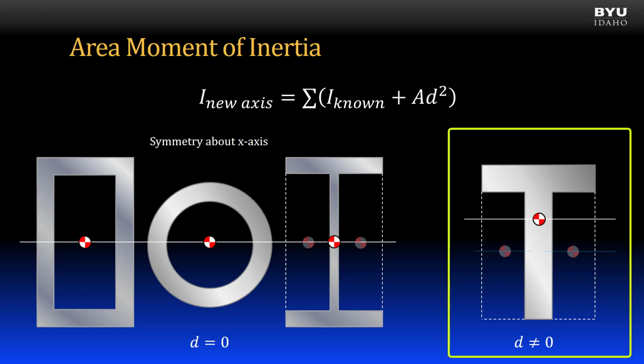Compare that to the T-shaped section shown. Unlike the I-shaped section, the T-shape cannot be found simply by subtracting the side rectangles from the bounding rectangle. This is because the centroids of each are not on the same horizontal axis, and the dimension d is not equal to 0. Therefore, the A d squared term must be included.